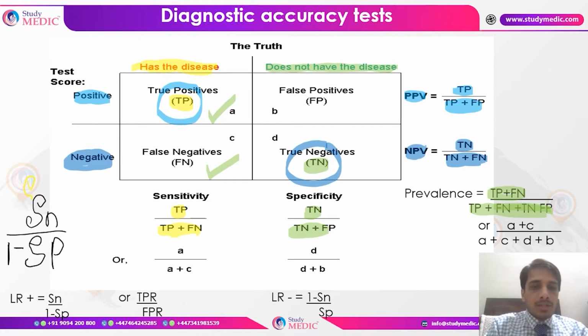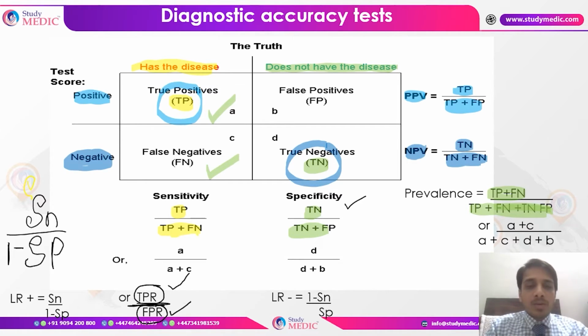So what is sensitivity? Sensitivity is true positive rate. What is specificity? Specificity is actually true negative rate. 1 minus specificity is false positive rate. So likelihood ratio is the ratio of true positive rate by false positive rate. That means the chance that those who are having the disease are tested positive compared to those who are not having the disease are tested positive. This is likelihood ratio positive. The more it is, the better is the diagnostic accuracy test. If you want to know more about how much is better, how much is not good, please do subscribe.